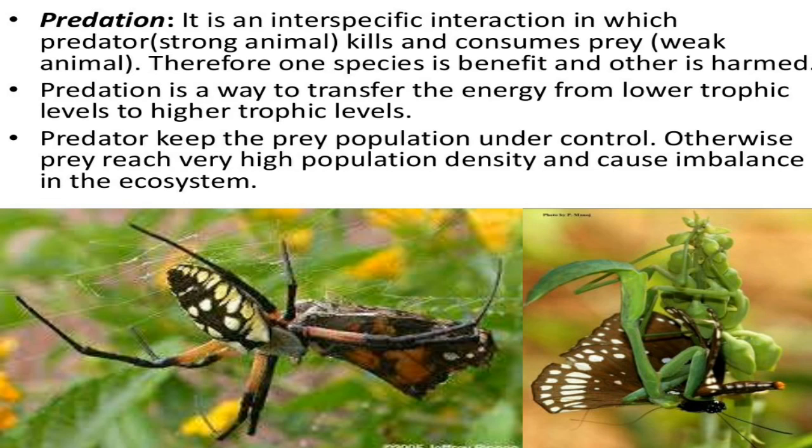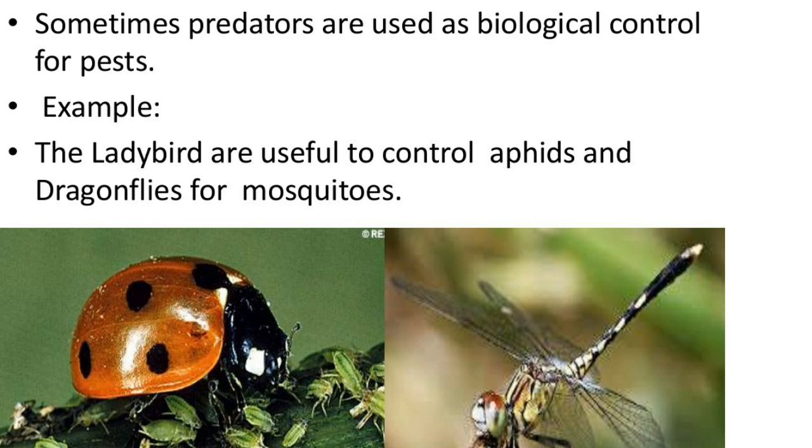Predation is a way to transfer energy from a lower trophic level to a higher trophic level. Predators keep the prey population under control. Otherwise, prey reach very high population density and cause imbalance in the ecosystem. Sometimes predators are used as biological control for pests. For example, the ladybird is useful to control aphids and the dragonfly for mosquito.